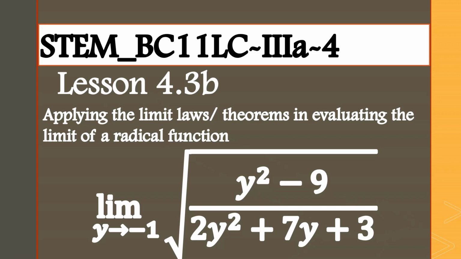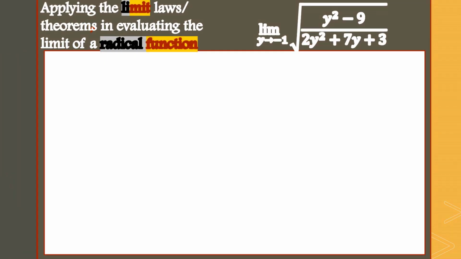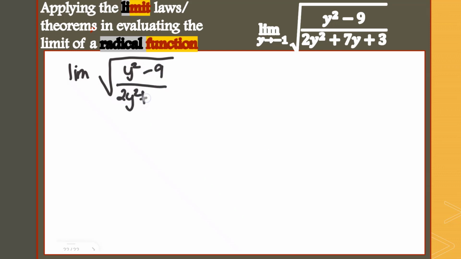Let's apply the limit laws to evaluate the limit of this given radical function. We are given the limit of the square root of a rational function, y squared minus 9 over 2y squared plus 7y plus 3, as y approaches -1.